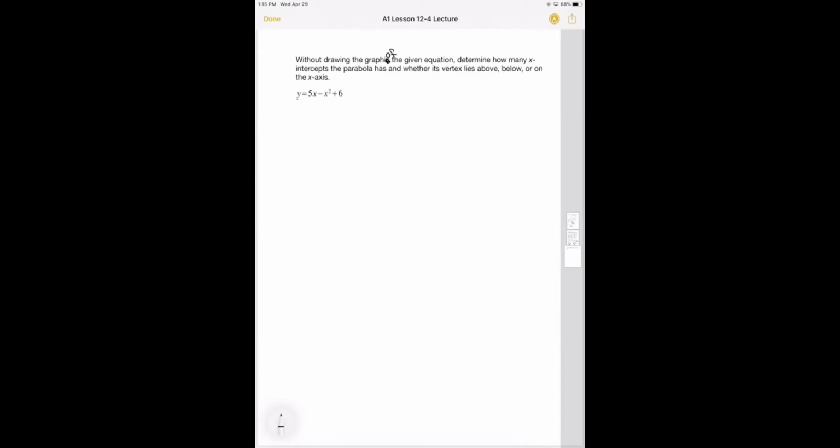Now notice this is y equals, this is a parabola. This is not 0 equals 5x minus x squared plus 6. It is not that. It is y equals, so it graphs an equation, a parabola. So let's go ahead and find the discriminant, b squared minus 4ac. All right, well, we have to be really careful here. Let's rearrange it. y equals negative x squared plus 5x plus 6.